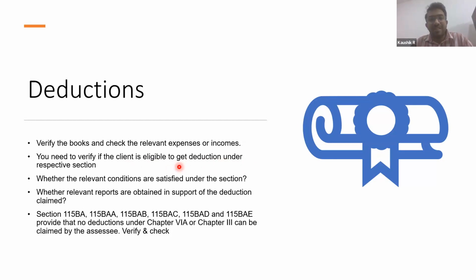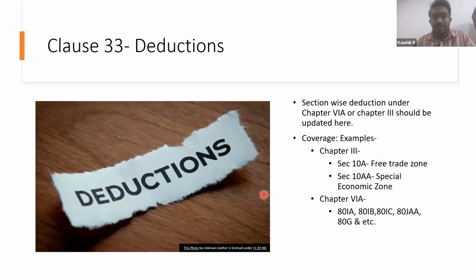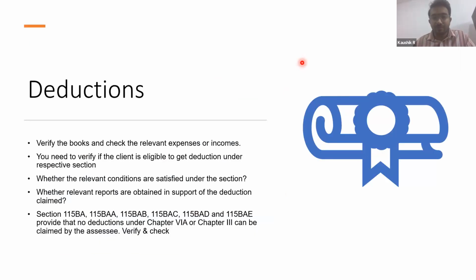Say, suppose 80JJAA, where they are recruiting new people to your office and business. In that scenario, they ask that you should have a separate chartered accountant's report. So, have you obtained such a report? That is what they are trying to ask here. All these checks we should do before disclosing any information under this clause.